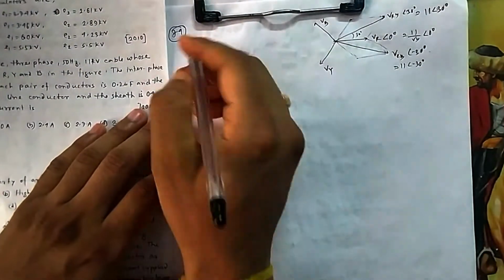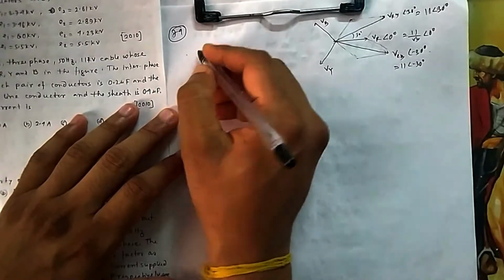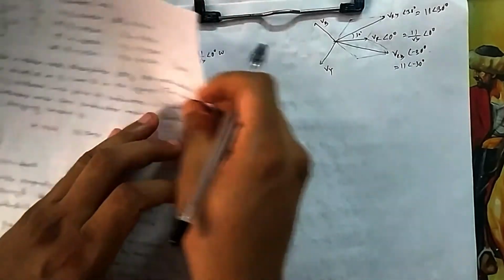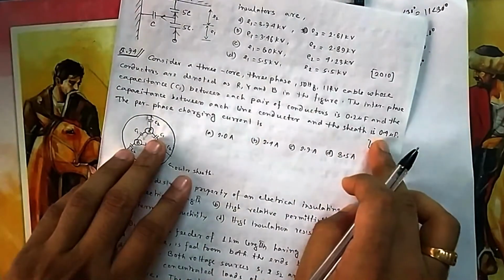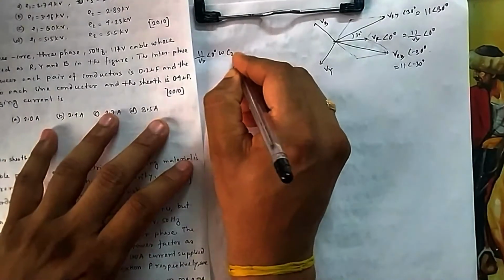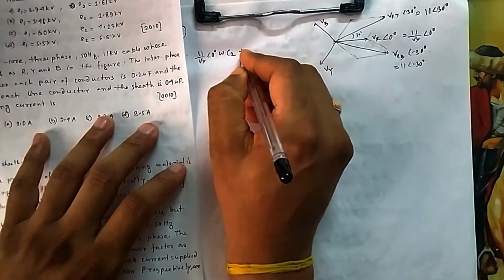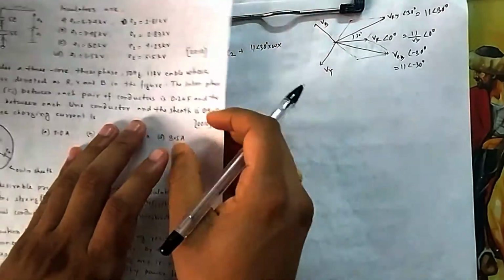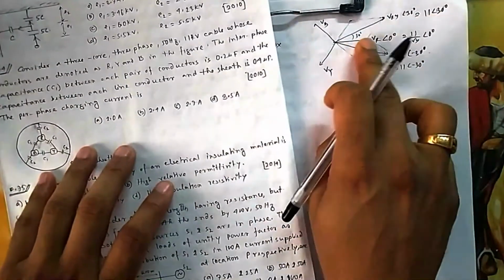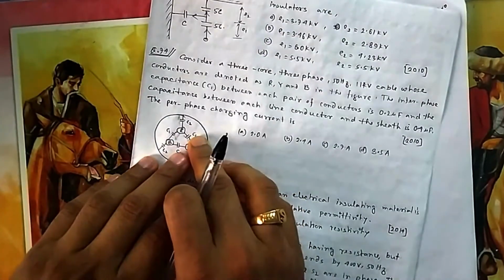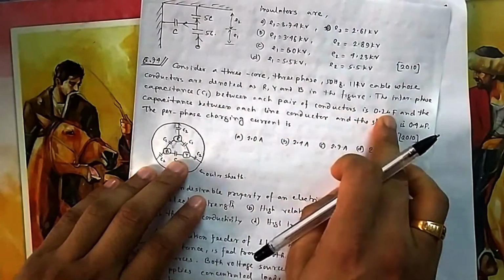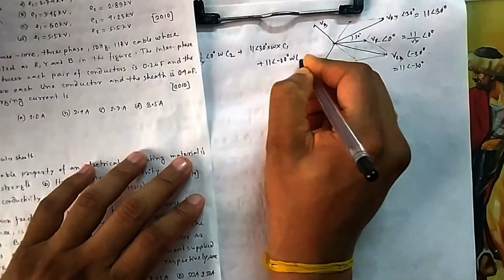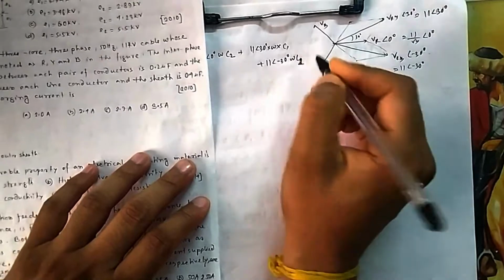So what will be your total charging current? Total charging current will be 11 by root 3 angle 0 times omega C. What is this C? C2. C2 is 0.4, or let me write it C2. Then plus 11 at an angle of 30 times omega. Which capacitance will come? It was 11 at an angle 30, that is VRY, and VRY is across this capacitance C1. C1 is 0.2, or let me write it C1. Plus again 11 at an angle of minus 30 times omega, and this will be again C1, the same capacitance.